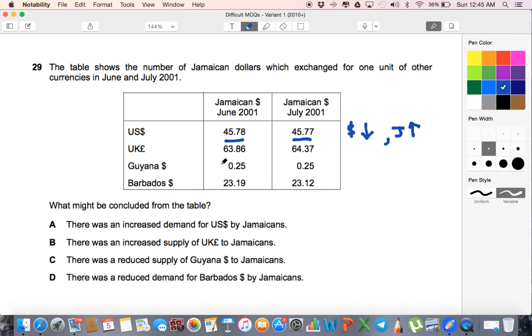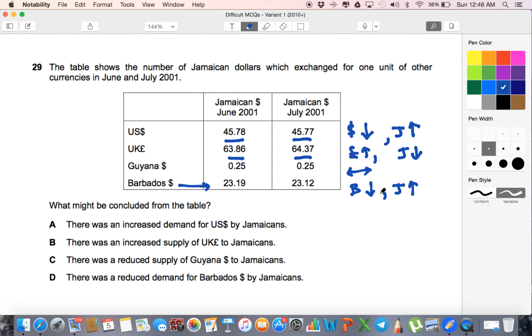Okay. Similarly, the UK pound, £1, was equal to 63.86 Jamaican dollars. Now it's 64.37. So in other words, the pound has gained value from 63.86 to 64.37 Jamaican dollars. So the pound has appreciated, which means the Jamaican dollar has depreciated. Guyana's currency has remained unchanged because its value is 0.25 versus 0.25, while the Barbados dollar, which was previously 23.19, is now 23.12, which means the Barbados dollar has lost value. So let's call this B as lost value, and that would mean automatically the Jamaican dollar has gained value.